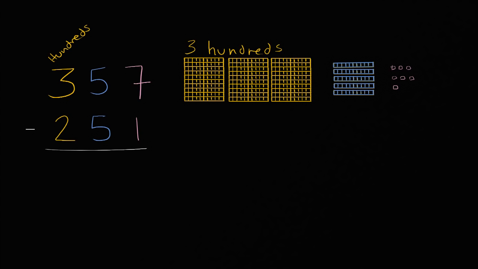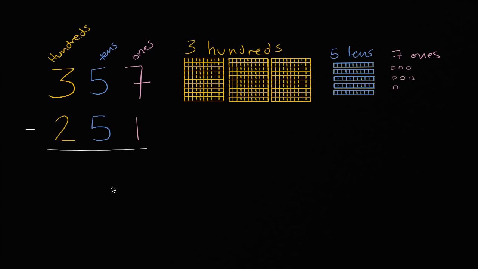Then we have a 5 in the tens place. So that represents 1, 2, 3, 4, 5 tens. 5 tens. And then last but not least, in the ones place, we have 7. So that represents 7 ones: 1, 2, 3, 4, 5, 6, 7. Now from that, we want to subtract 251, or we want to subtract 2 hundreds, 5 tens, and 1 one. So pause this video and think about what that is going to be.